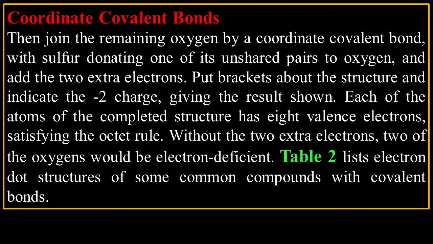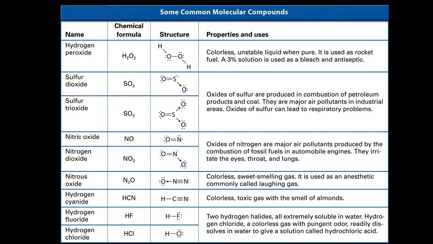Table 2 lists electron dot structures of some common compounds with covalent bonds. So peruse that. We're going to be doing structures in class where you have to be able to predict the geometry of various structures and be able to build them from scratch. So we have hydrogen peroxide, sulfur dioxide, sulfur trioxide, nitric oxide, nitrogen dioxide, nitrous oxide, hydrogen cyanide, hydrogen fluoride, and hydrogen chloride.